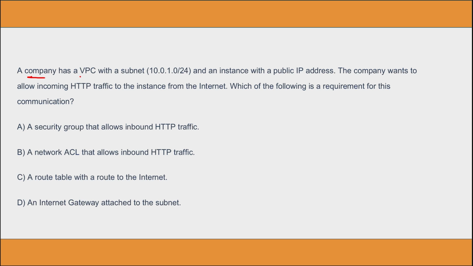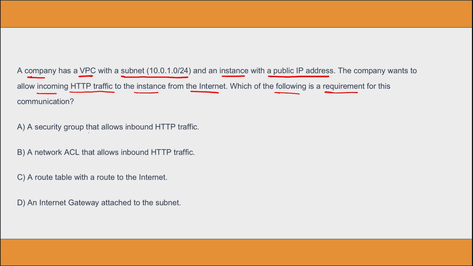Next is, a company has a VPC with a subnet, as you can see here, and an instance with a public address. The company wants to allow incoming HTTP traffic to the instance from the internet. Which of the following is the requirement for this communication, right? That means we have a subnet and an instance with an IP. The company wants to allow the incoming HTTP traffic to the instance from the internet, right? So what will be required here?